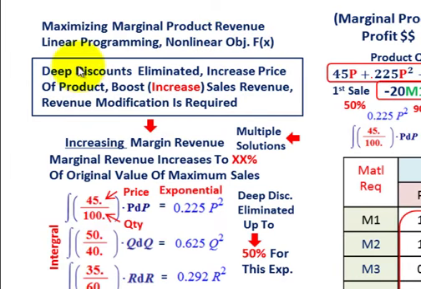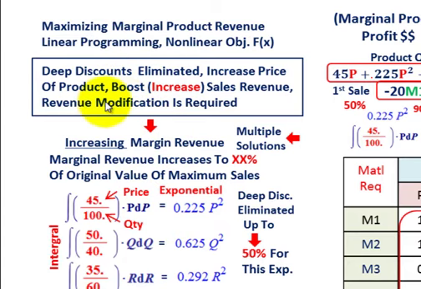So this is the situation here. The company is going to offer deep discounts on its product when they first introduce it, and then they're going to eliminate those deep discounts and increase the price of the product. In doing so, after eliminating those deep discounts, they intend to boost or increase the sales revenue, because they're going to be making more sales revenue when they have eliminated those discounts.